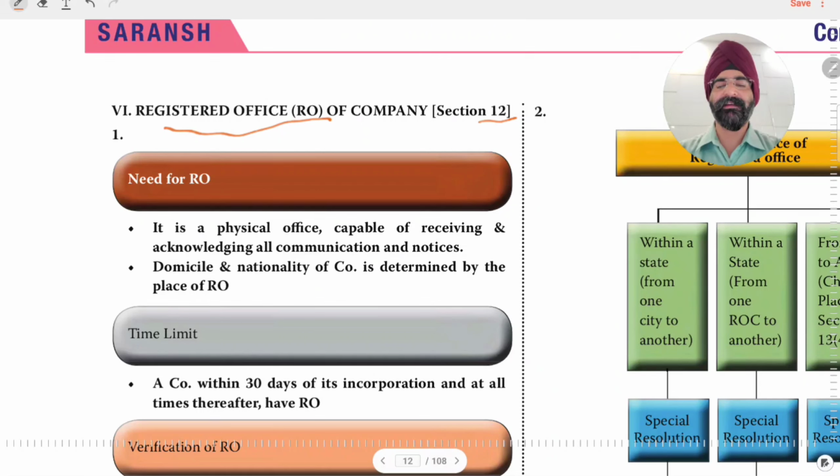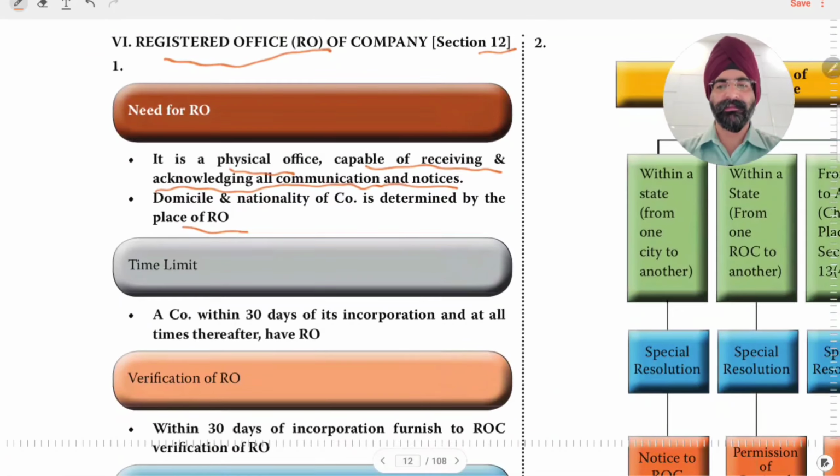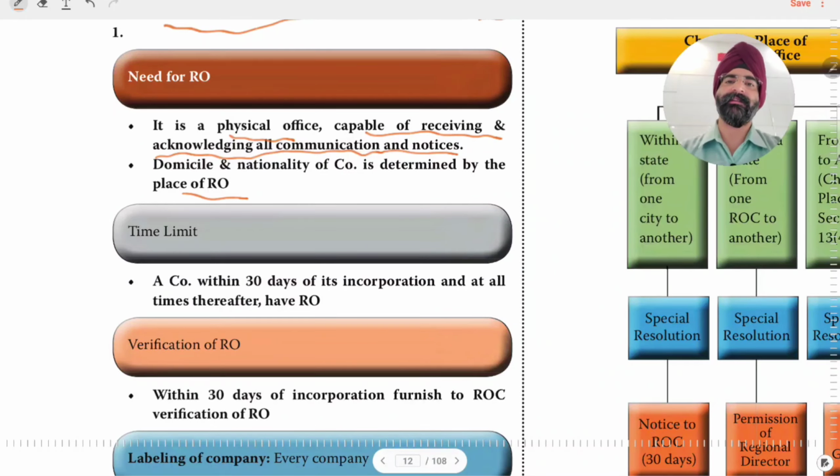There are certain countries where a physical registered office is not required. However, in India, we require a physical registered office. It is a physical office capable of receiving and acknowledging all communications and notices. Domicile and nationality of company is determined by the place of registered office. So all the notices are sent to the registered office of the company.